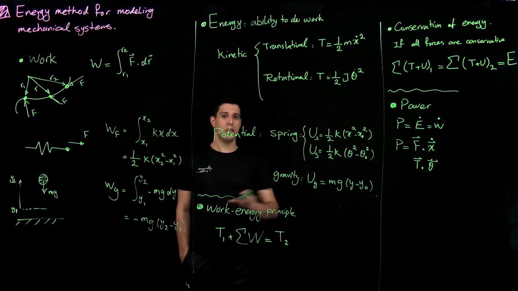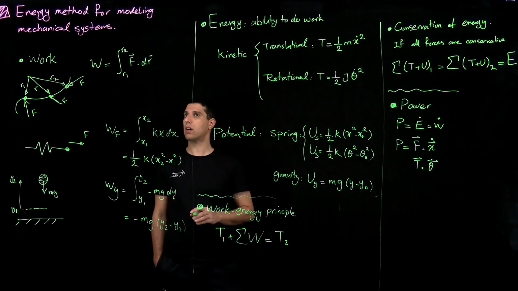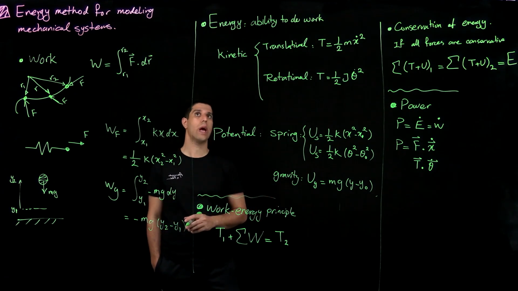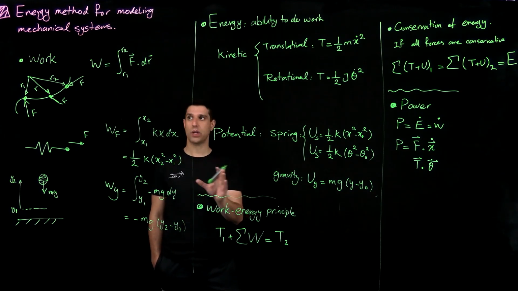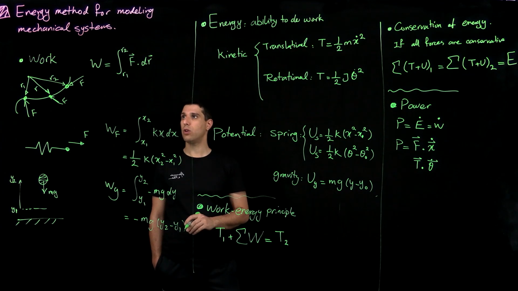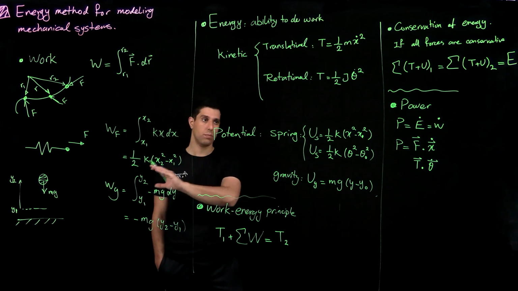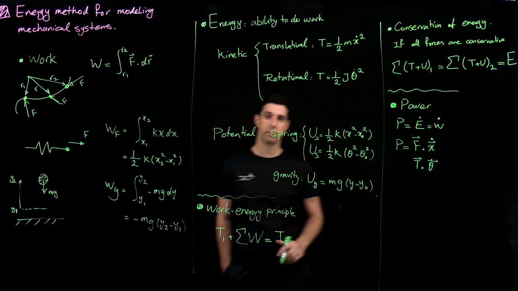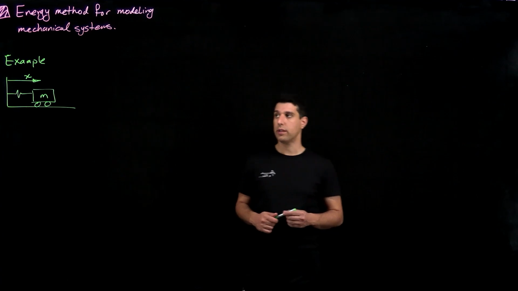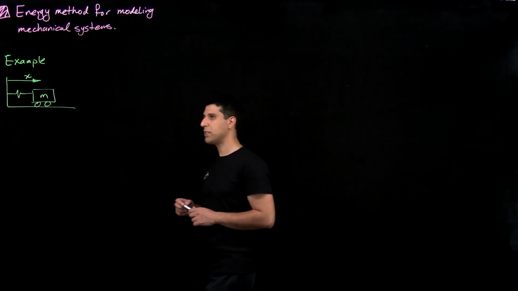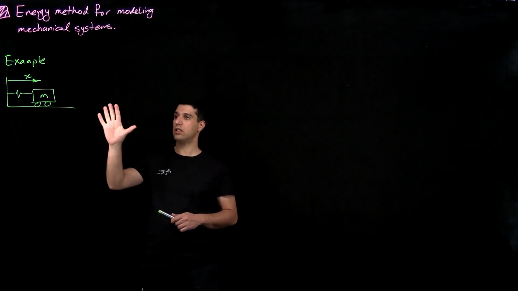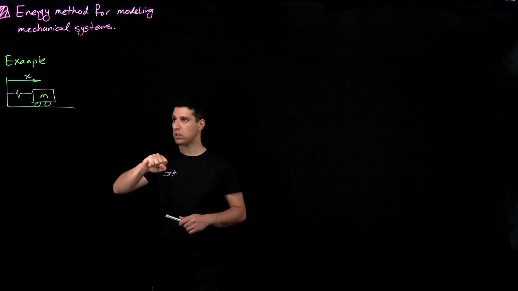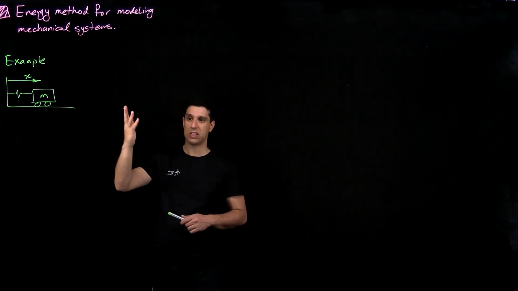So these are all the basic terminology and concepts in relation to energy. Let me clean up the board and we can see how we use them to find the equations of motion for a mechanical system using this method. The best way to see how we can use energy to get equations of motion for a system is to see it in action.